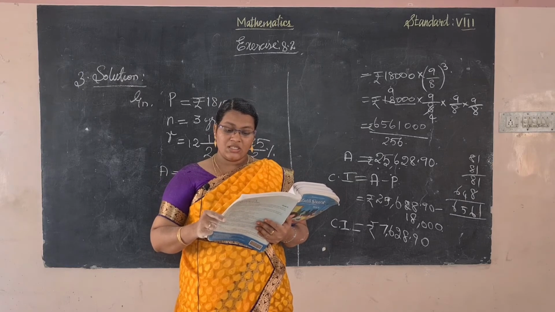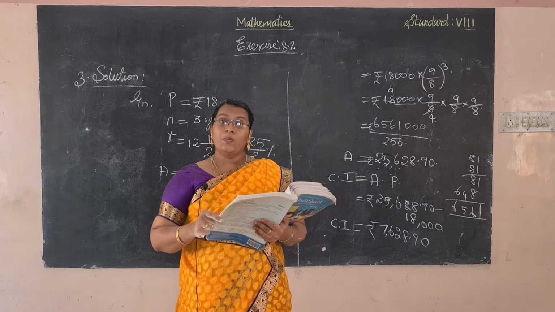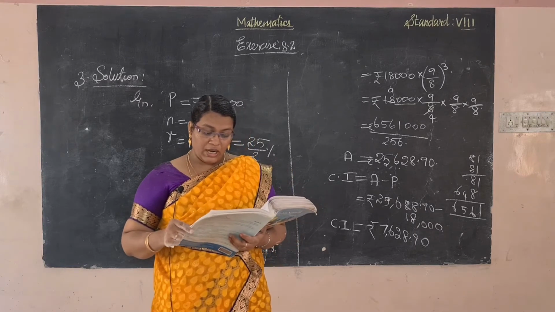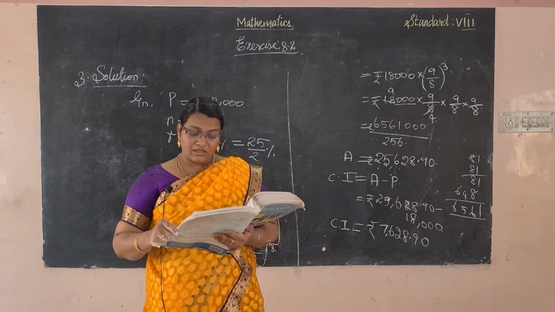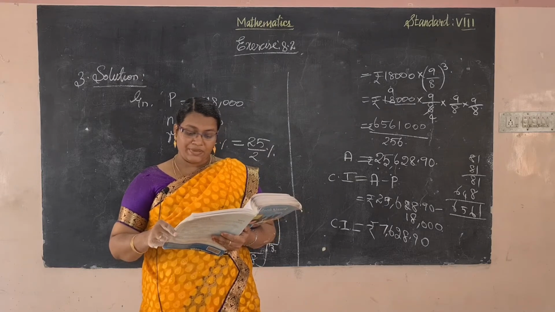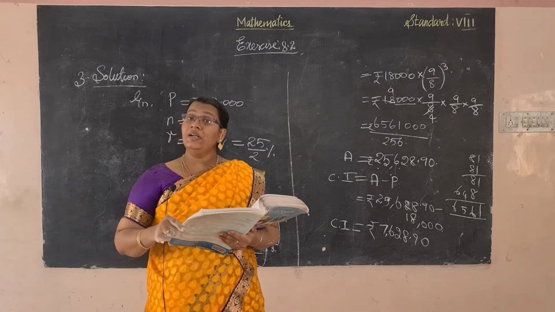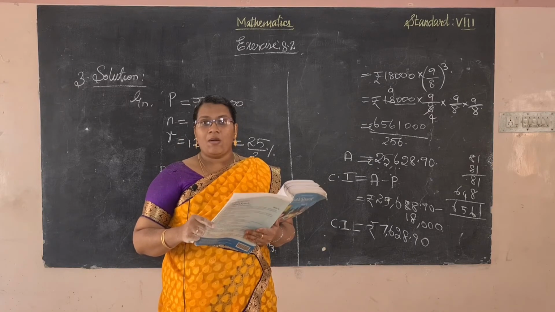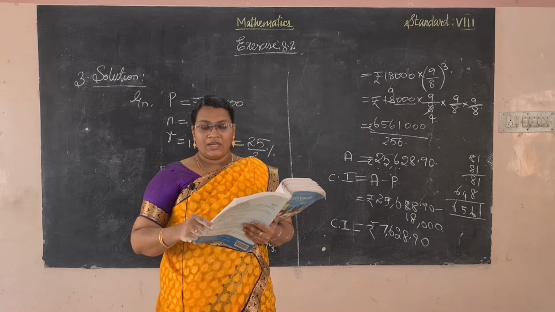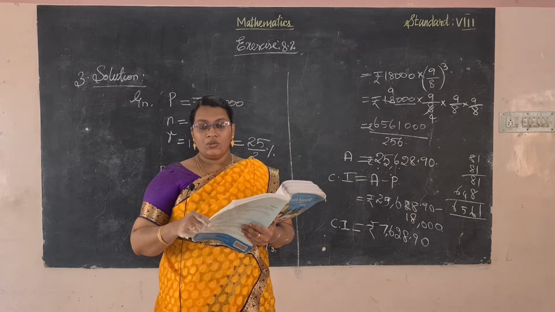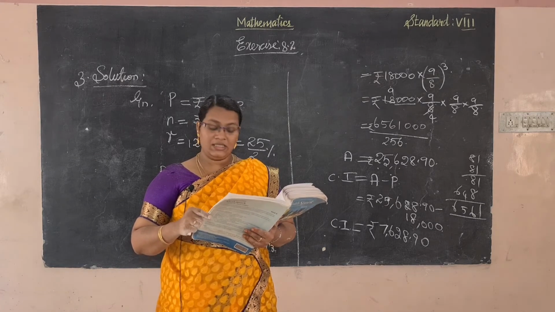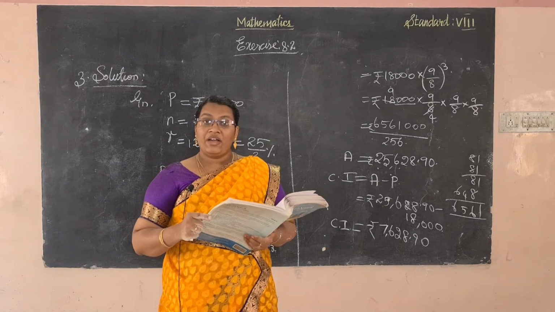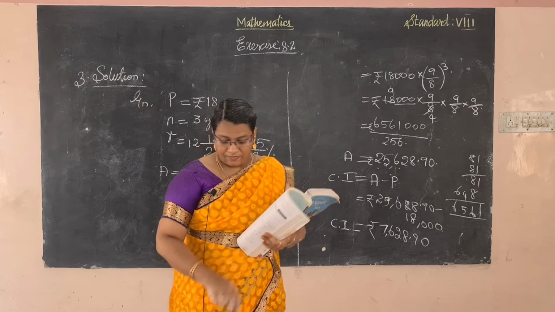Which gives the simple interest of rupees 2,400 at the same rate and for the same time. So the simple interest value is given. First we have to calculate the principal amount. After we find that principal amount, using the same rate of interest and number of years, find the compound interest.